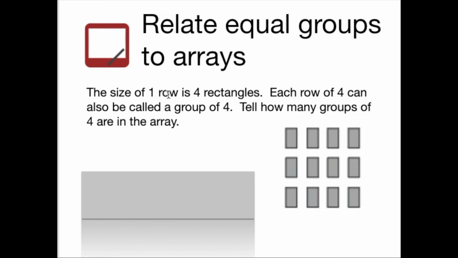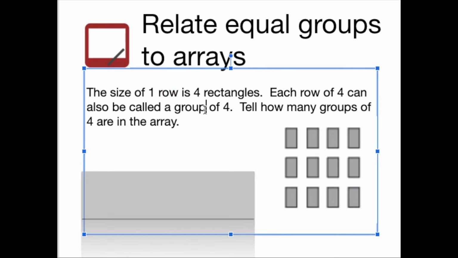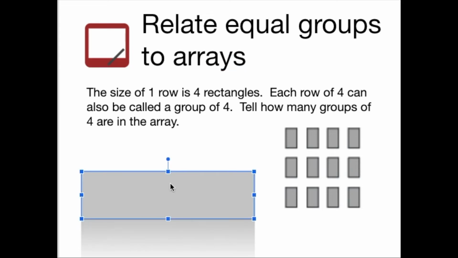So they're saying the word row and group; they are synonymous to one another. They represent each other. So when you're saying the word row, you can also say the word group, and so on. So they want to know how many groups of 4 are in the array. Well, here's one group of 4, 2 groups of 4, 3 groups of 4. There are 3 groups of 4 in the array.